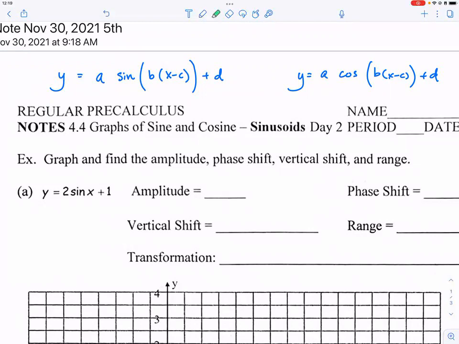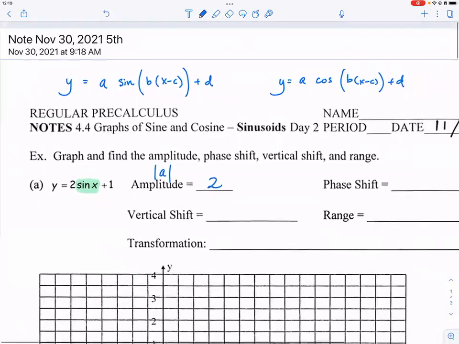Well, originally for sine x, what's the amplitude for sine x? 1. And there's a 2 sitting right in front of it. That means we're gonna stretch the wave more. So that means the amplitude is gonna be 2. So the way we tell the amplitude is basically looking at the absolute value of A. Just the absolute value of A. So it may be a negative number, but we just look at the number itself. We don't care about the negative. All right, so that's the amplitude.